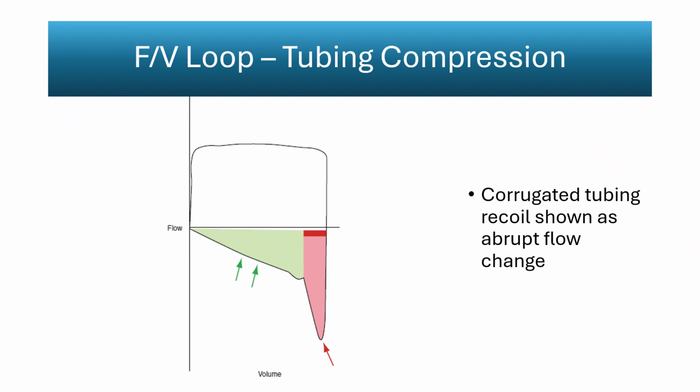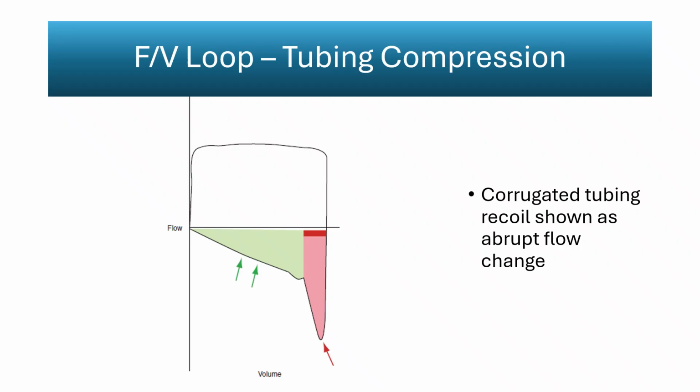The green shading in the diagram represents the slow, physiologic emptying of the lung. The red region marks the abrupt, non-physiologic release of compressed gas from the circuit. Because this flow originates from the tubing rather than from the patient's lung, the flow volume loop becomes distorted. The shape does not reflect the infant's true mechanics and may mimic obstruction or sudden airflow changes if not recognized.